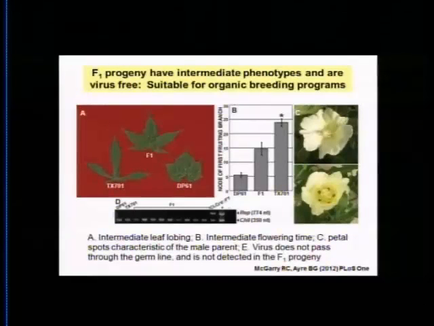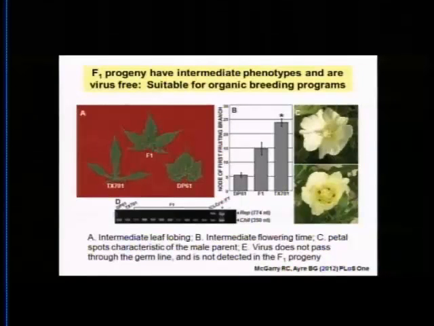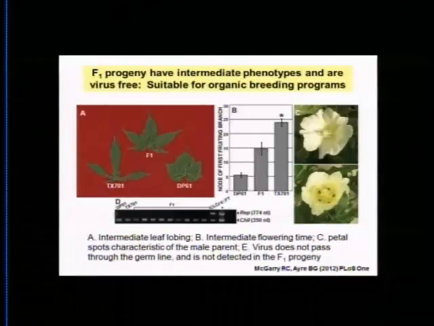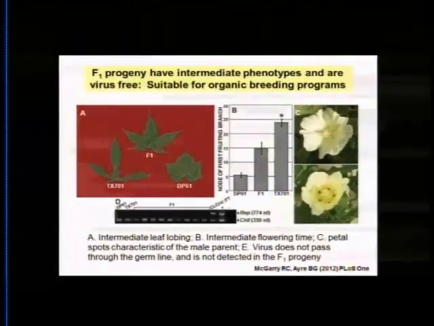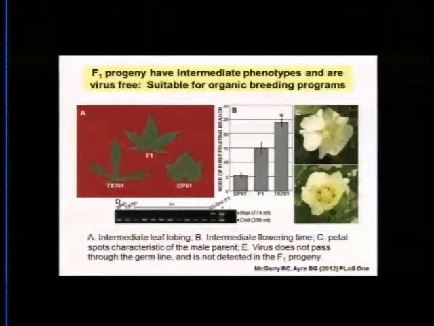This is what the maternal parent flower looks like. There are no petal spots. You remember on the previous slide I showed you the parental male, which did have flower spots. So here is the F1, and it's got the petal spots characteristic of the male parent. Those are just 3 readily scored phenotypes showing that we've got a successful cross.